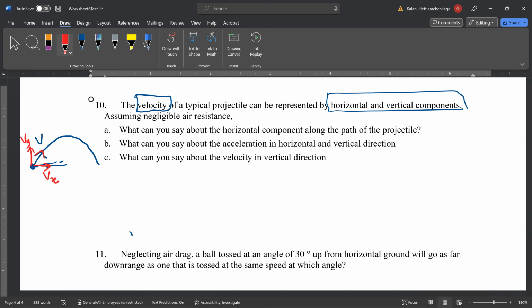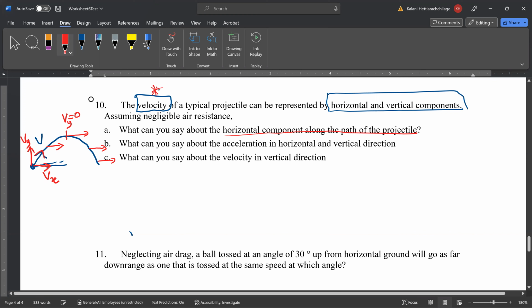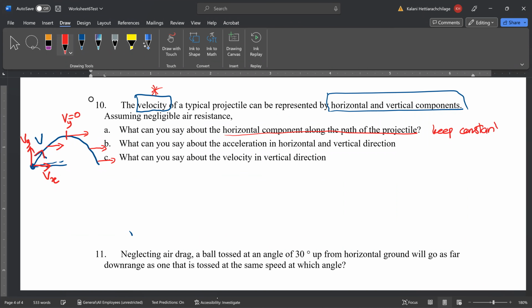To understand the projectile motion, as I mentioned earlier, the velocity in the x direction is kept constant throughout the motion, but the y direction velocity is increasing and decreasing. Since the ball is going upward, the velocity decreases, and at this point the velocity is going to be 0 in the y direction. Then it switches direction and the velocity will be downward but increasing. That's the conceptual understanding of projectile motion. Now, what can you say about the horizontal component along the path of the projectile? I'm asking about the velocity here. The horizontal component of the projectile is constant: constant velocity in the x direction.